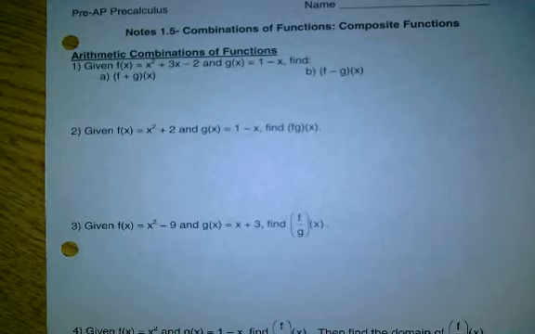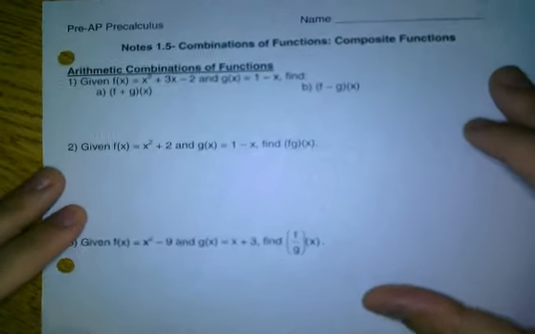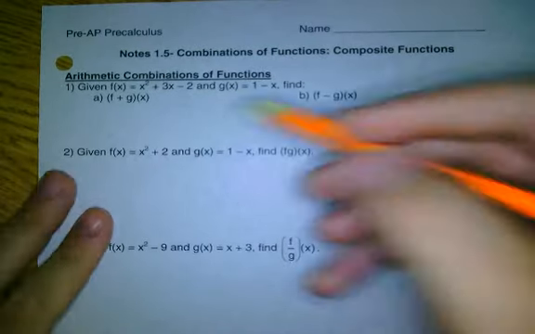Today we're going to be doing combinations of functions and composite functions. It's really when we just have two functions and we add them, subtract them, multiply them, divide them, or put functions inside of functions. It's a really good time. Let's get started.